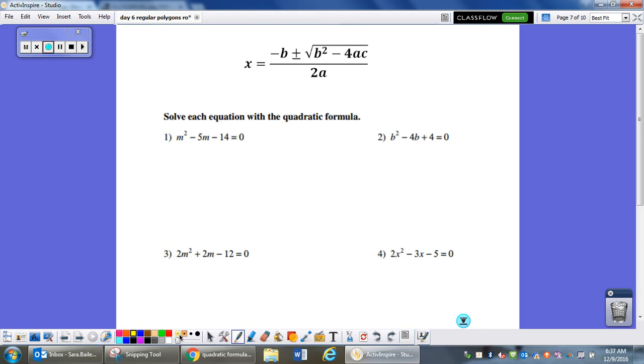This is very basic. You're going to first identify your A, B, and C. So your A is the number with the squared, which is just the 1. Your B is the number with the regular variable, which is the -5 because you're subtracting. And your C is the constant, -14.